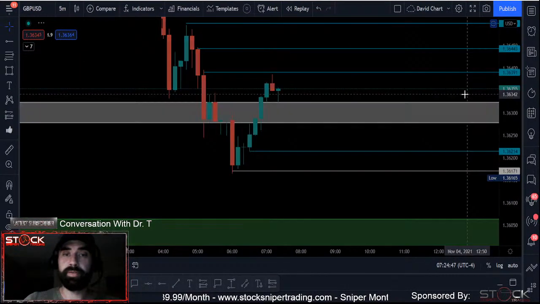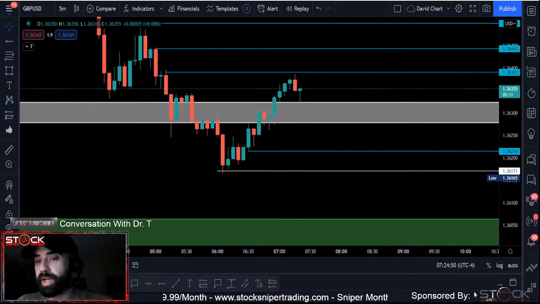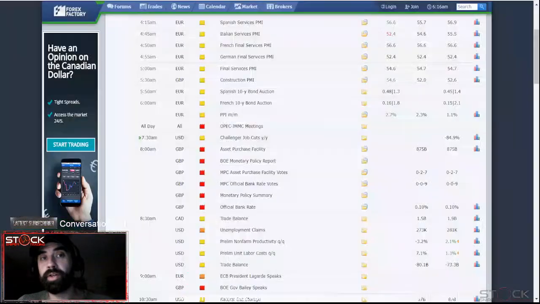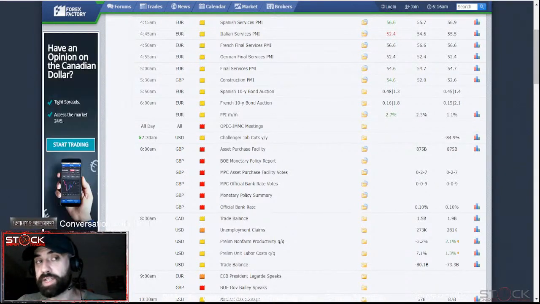Okay, so we'll drop down to 5. And then we're going to wait. Guys, you can see right here, it's 7:30. We have 8 a.m. news on GBP USD. That's why I'm getting this done and over with. See what kind of movement we get.